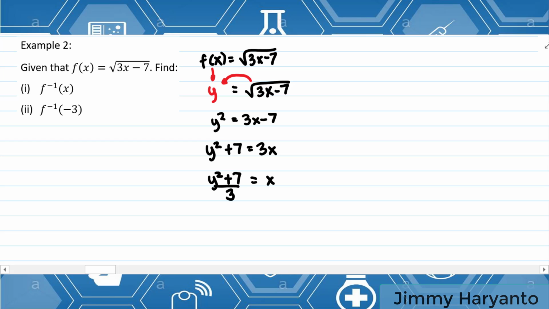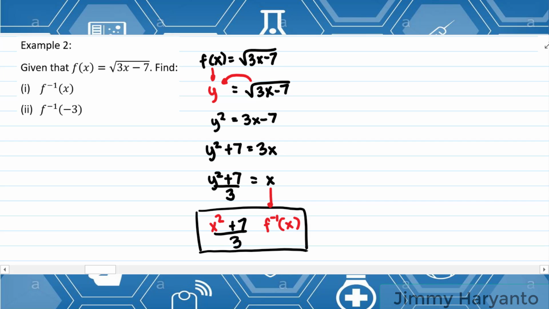There you go. And then the third step, you have to change this x into f inverse of x and this y into x. So f inverse of x equals (x squared plus 7) over 3. There you go. That is the f inverse. Yeah. Next one.